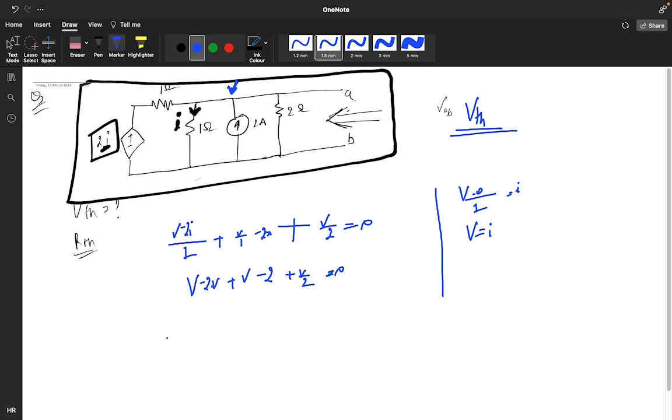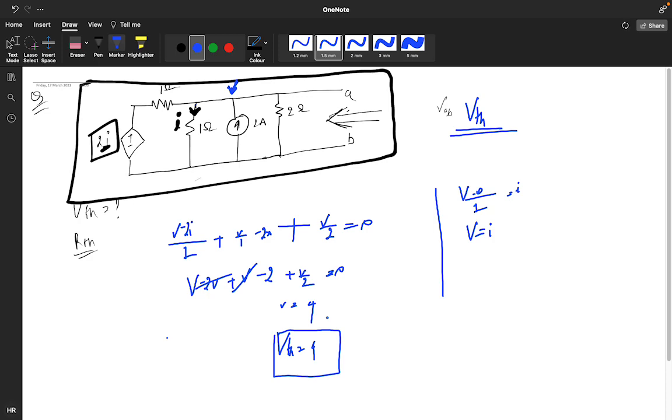So after solving this, what will we get? These terms will get cancelled out. So we are getting the V value as 4. So the VTH value is coming as 4. VTH value will come as 4.